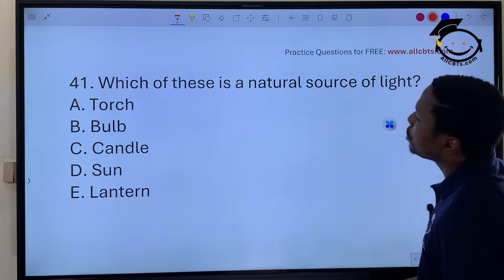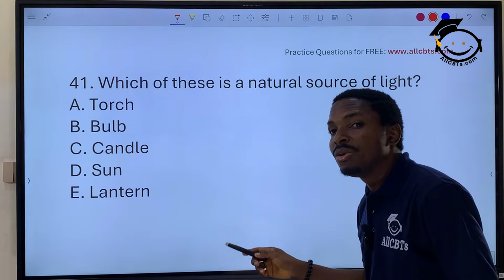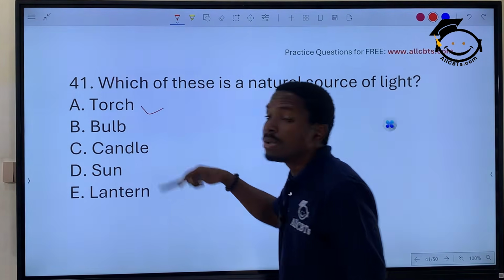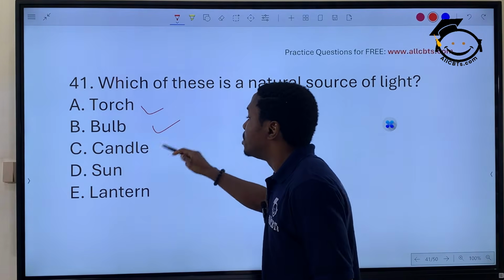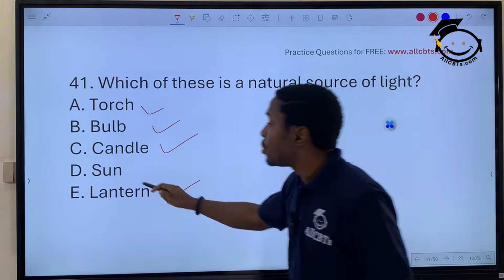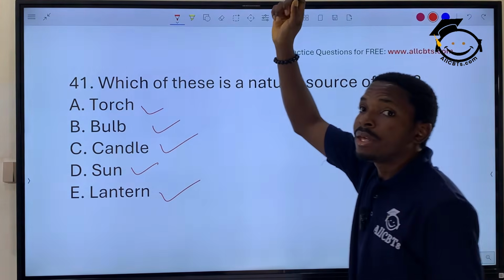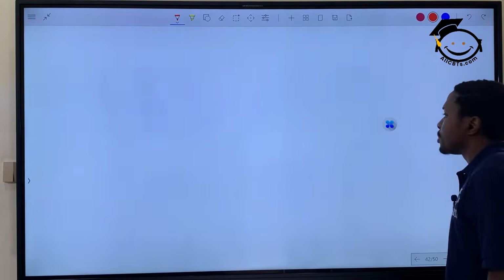Alright. 41. Which of these is a natural source of light? We've seen this before. This one is man-made. It's human that made torch. Same with bulb, same with candle, same with lantern. It was made by some persons. Sun is natural. That means it came with the earth. It's God's creation. So sun.